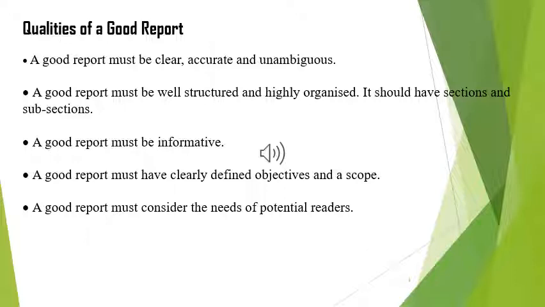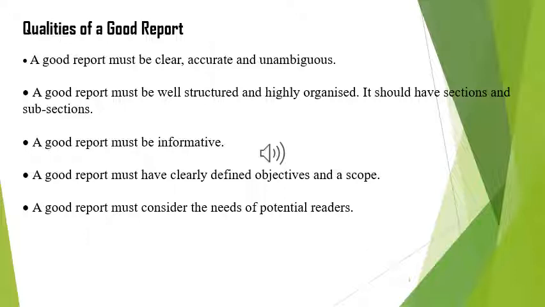The first one is that it must be clear, accurate, and unambiguous. We've already spoken about ambiguity in the previous lecture, that you should be clear, state exactly what it is you want to say in clear, unambiguous language, in language that is straightforward. A good report is supposed to be well-structured and highly organized, and it should have sections and subsections.